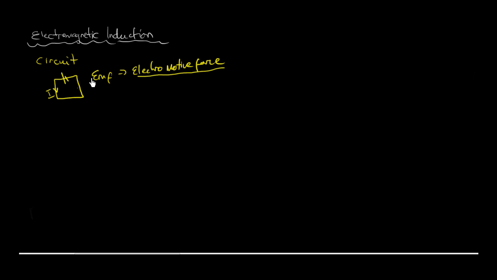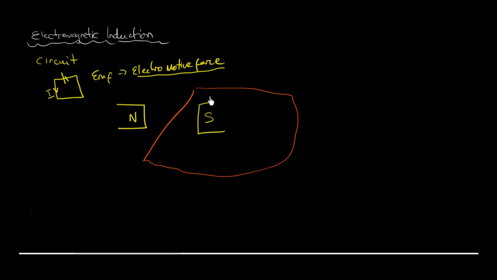Now, you can create an EMF not only by using a battery, but you can also create an electromotive force, and this I find pretty interesting. If, for example, you had a magnet like this, north pole there and a south pole here, and you have a wire going through it like that. Let me use a different color for the wires. You have a wire like that, and imagine this is a closed circuit wire, right? This is closed.